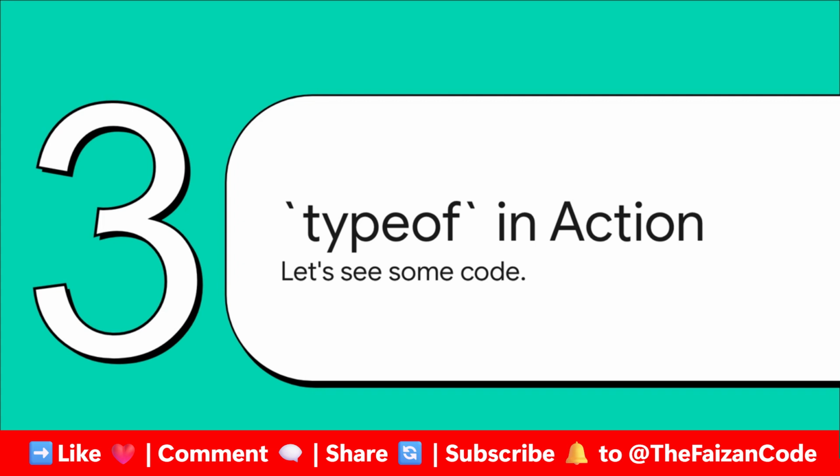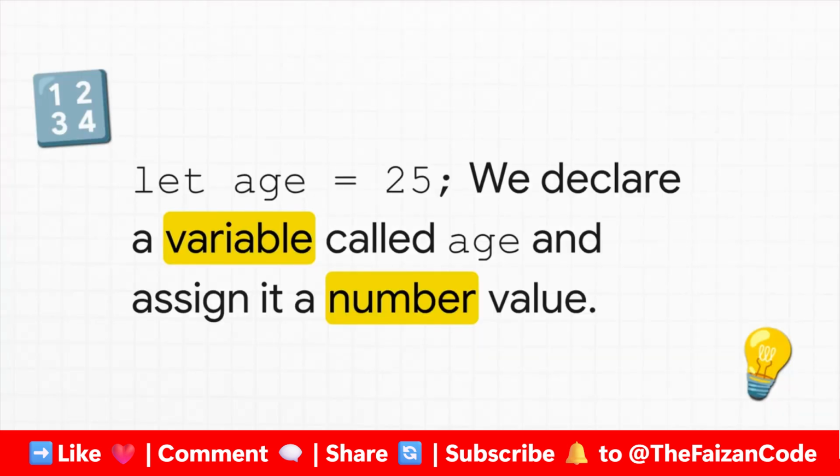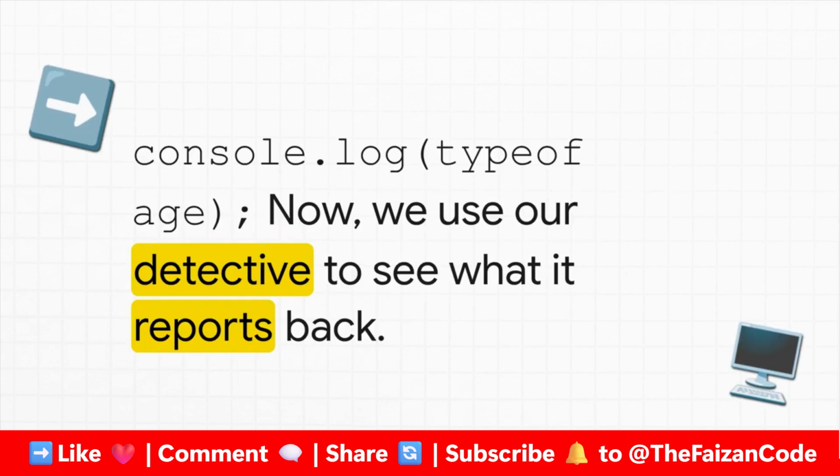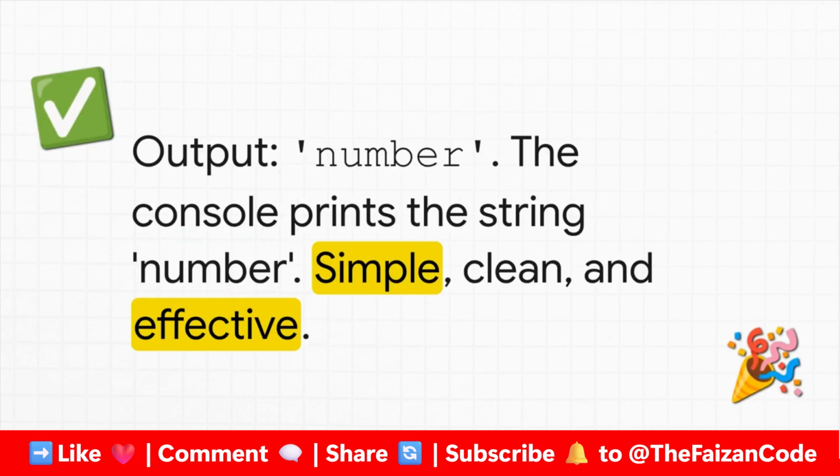Okay, theory is one thing, but seeing it work is way better. Let's put our detective on the case with some actual code. First up, we'll just declare a variable. Let's call it age, and we'll set it to the number 25. And now we'll run our little test. We'll use the typeof operator right inside a console log. And there you have it. The output is exactly what we'd expect. The string "number". So simple, right?